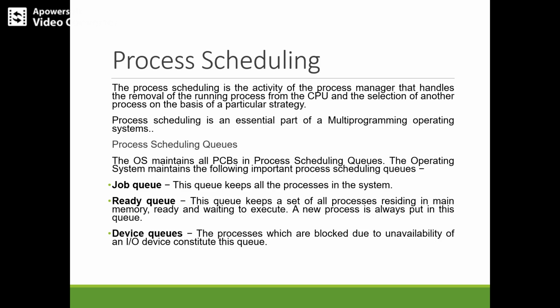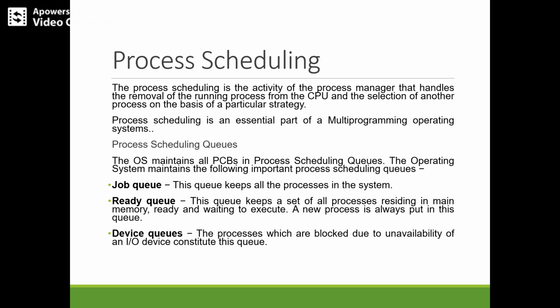And for this there are different scheduling queues. The OS maintains all the PCBs in the process scheduling queues, because as you know, each process has a PCB, and the OS maintains a queue for each of the process states, and the PCB will be updated for each state of the process. There will be three kinds of queues.